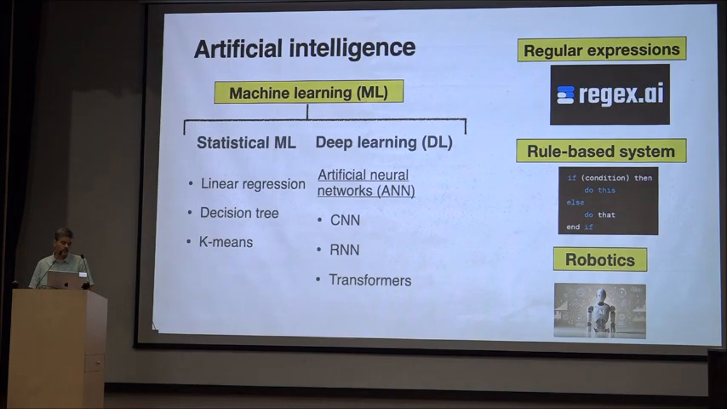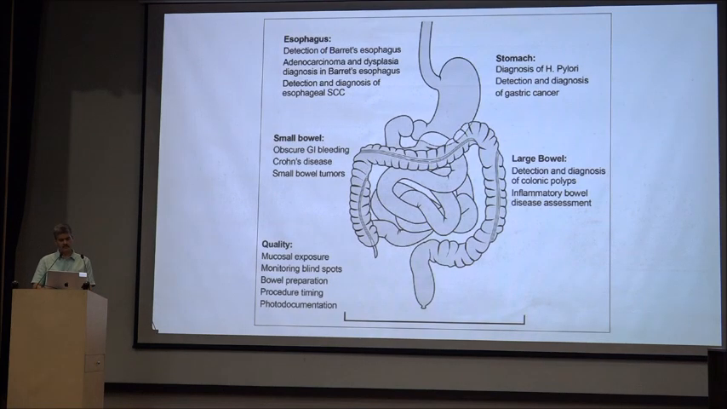Then we have recurrent neural networks, and we have something called transformers, which is the basis of agentic and generative AI. Besides machine learning, AI is also there in regular expressions or regex, rule-based systems and robotics, and we will not discuss all of this.